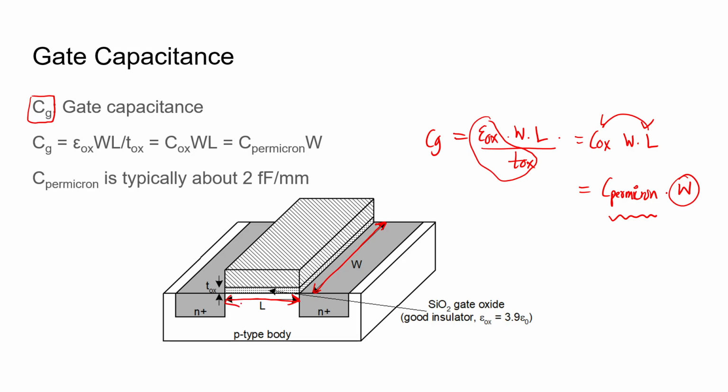So the CG is proportional to the width of the transistor, and whenever we have wider transistors, our capacitance will be greater. And a typical value of C per micron is 2 femtofarads over millimeter.